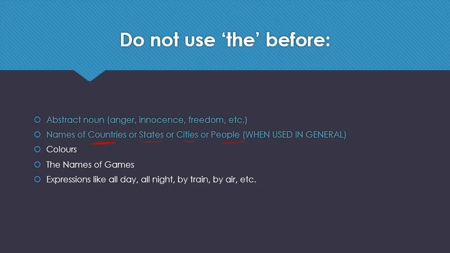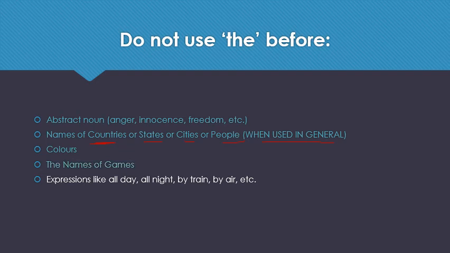Now I have written in brackets, when used in general. See, when we are talking about a particular person, like the Gandhis or the Mahatma Gandhi, a very famous personality, in that case, we can use the with that. He's the Mahatma Gandhi, he's the Ratan Tata, because they have earned it. In general, we do not use the with a particular name. Colors: I will never say, or you will never say, I'm wearing the red. I'm wearing red.